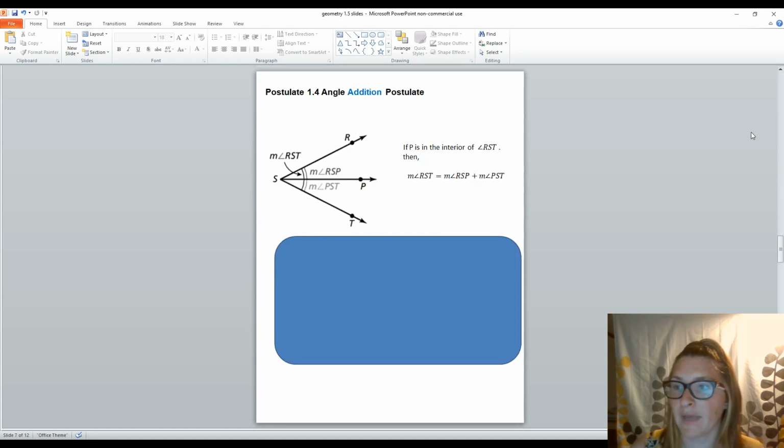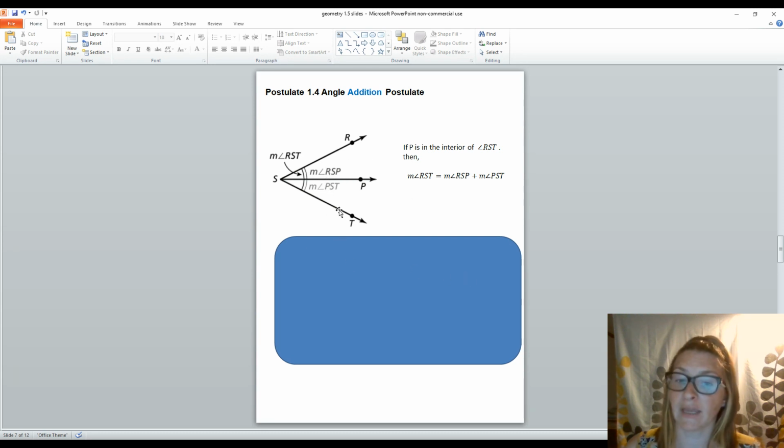All right, so now we have our angle addition postulate. Here it says if P is in the interior of angle RST, then the measure of angle RST is congruent to the measure of RSP plus the measure of PST. That's a lot going on. So there's a couple things to notice.